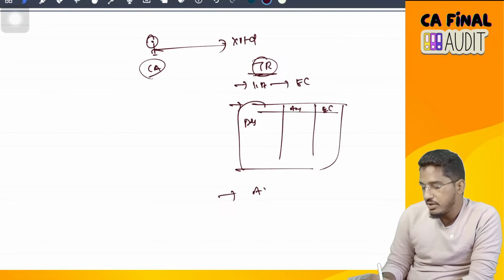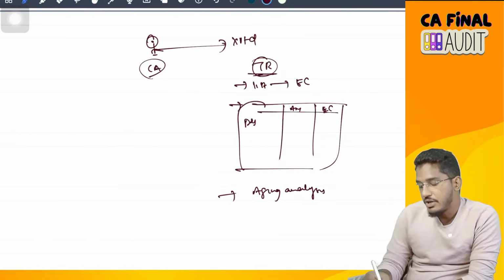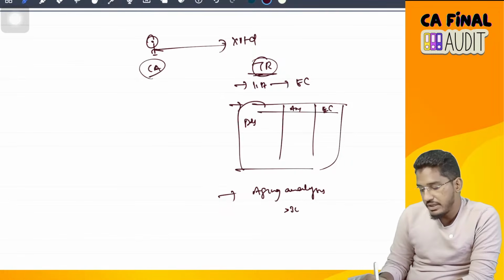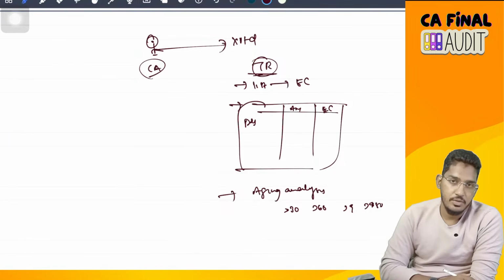And also you do something called aging analysis. Out of this receivables also, you prepare one format where you are telling which debtors are overdue for more than 30 days, more than 60 days, more than 90 days, more than 180 days. You do the aging report to us.